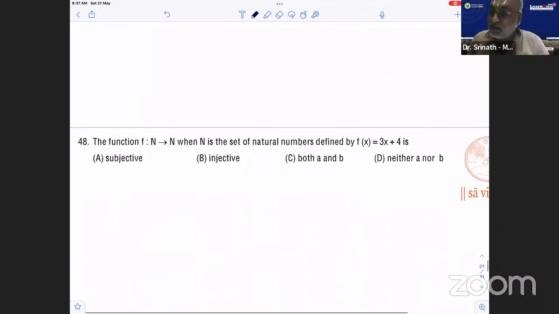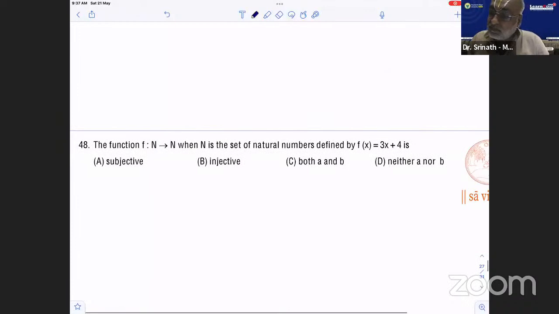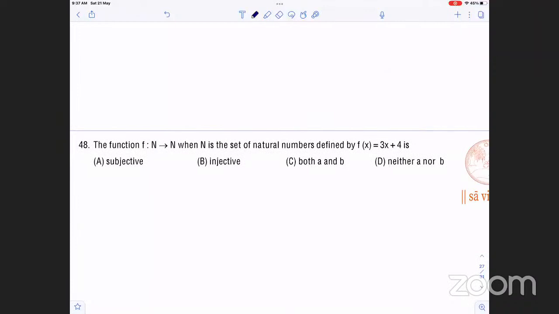How many attendees are there? So we have 219 attendees. Oh, good.